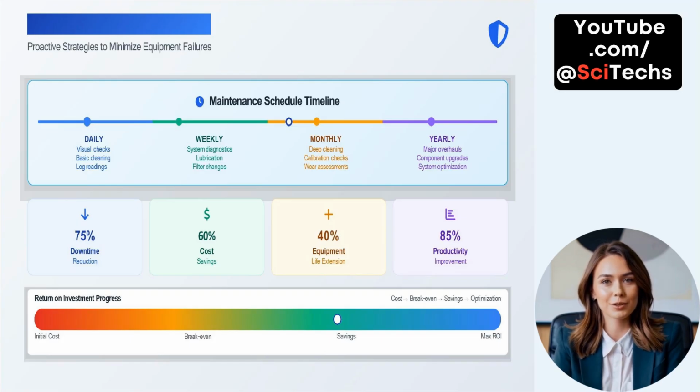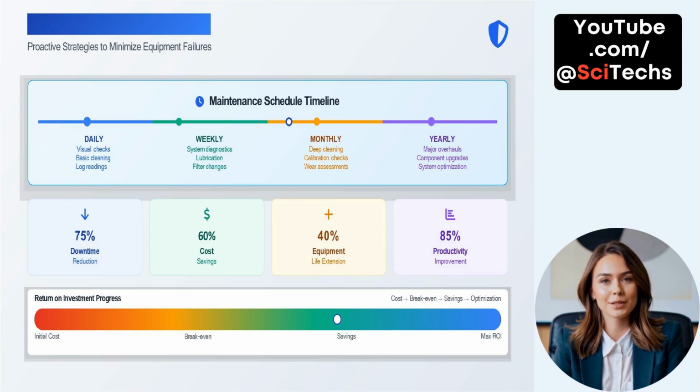Monthly maintenance involves more detailed efforts like deep cleaning, calibration checks, and wear assessments. These tasks help catch gradual degradation before it leads to downtime. Yearly efforts include major overhauls, component upgrades, and full system optimization, aiming for long-term reliability.